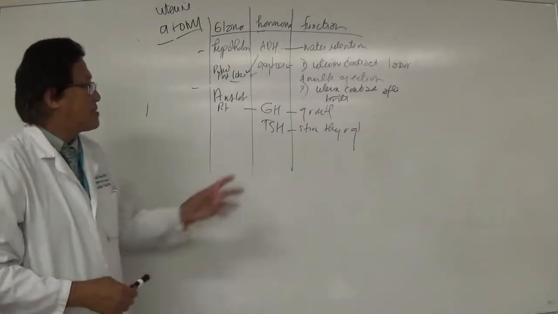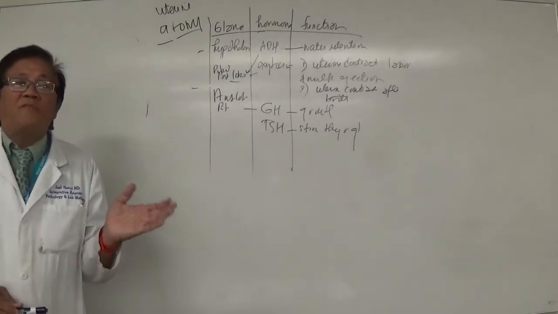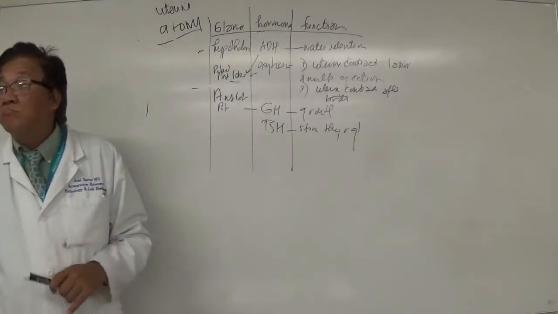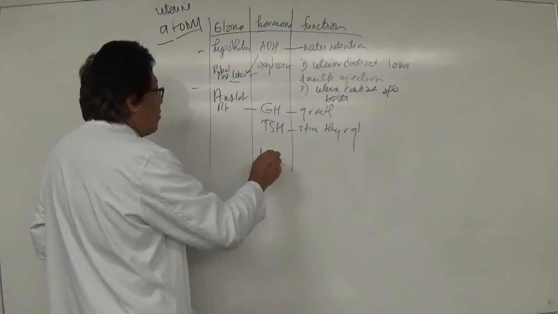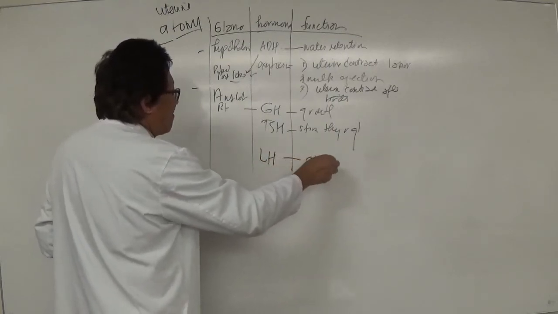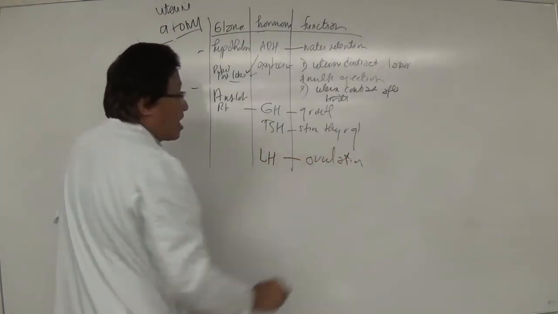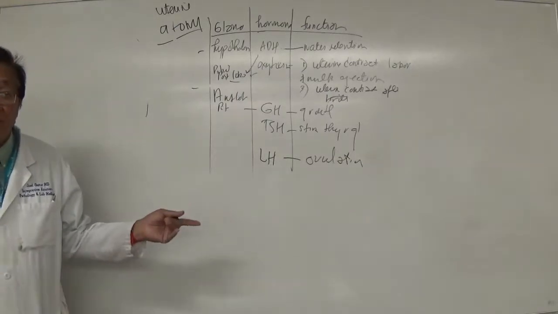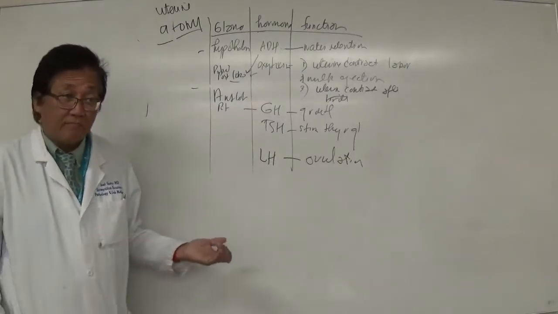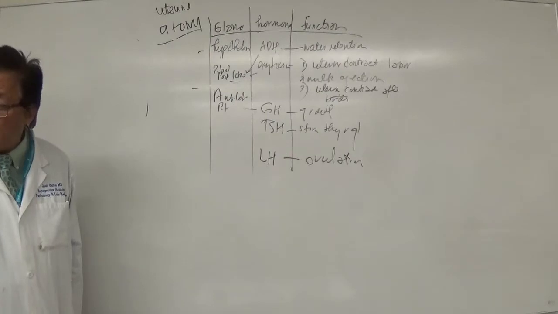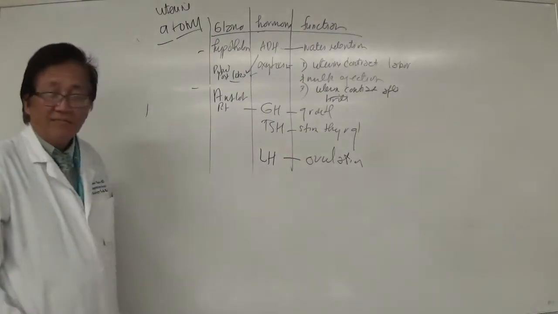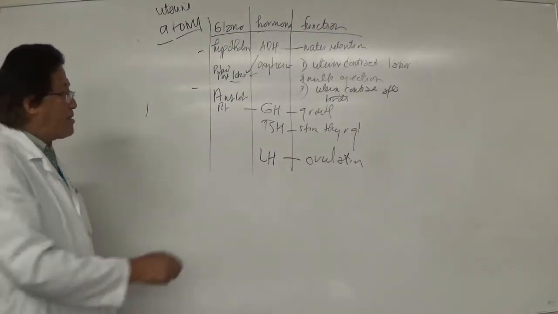Okay, what else? Give me another hormone from the anterior pituitary. LH. When you say LH, what's the keyword? Luteinizing. Ovulation. So I presume you know what these words mean, and how to spell them too, right? The one thing I had wrong was the spelling. Okay, what else? ACTH. What is ACTH?